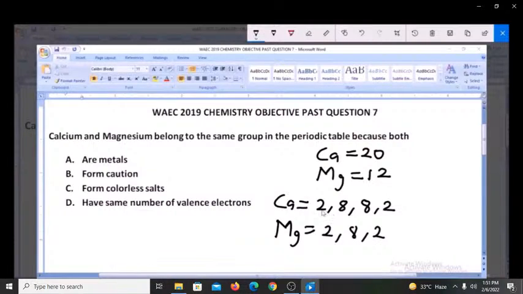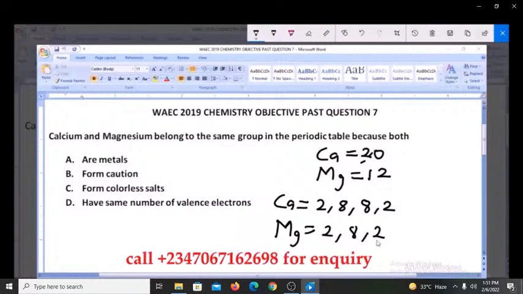So you would notice that if you add the numbers here, 2 plus 8 plus 8 plus 2 is 20, which is the atomic number for calcium. So atomic number, as you may know, is also the number of electrons as well as number of protons, because an atom is neutrally charged. And for magnesium, if you add the numbers here, 2 plus 8 plus 2, it will give you 12, which is also the atomic number of magnesium.